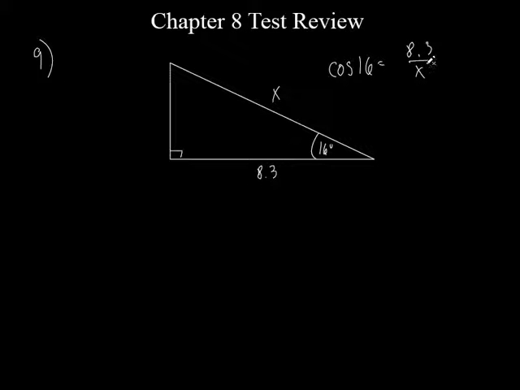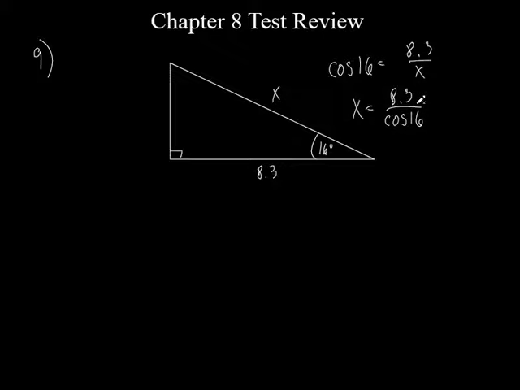Okay? Now we have to get x by itself. So x is on the bottom. I don't want x on the bottom, so I'm actually going to put x over here on the top, on the other side. And then cosine of 16, I'm going to have to move it to the other side. It's already on the top. Where am I going to have to put it? On the bottom. Basically, I'm switching places with the x and the cosine of 16. So x is equal to 8.3 divided by the cosine of 16.